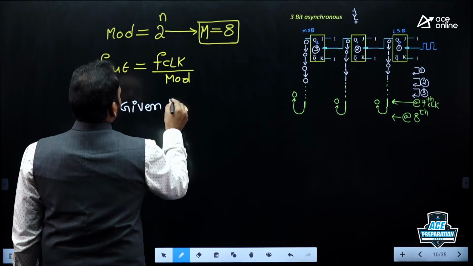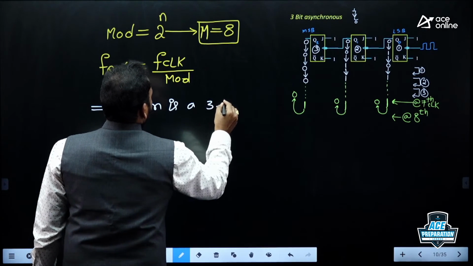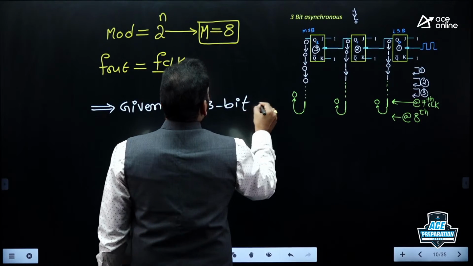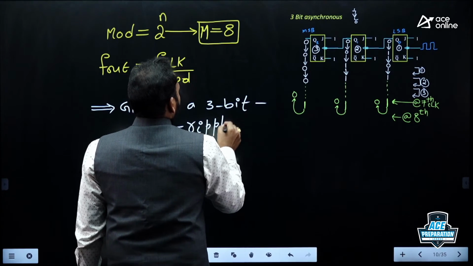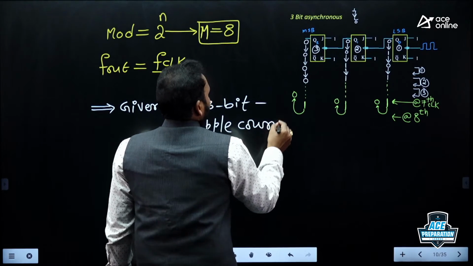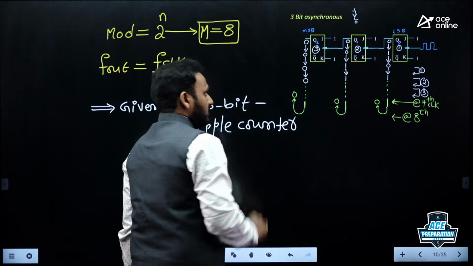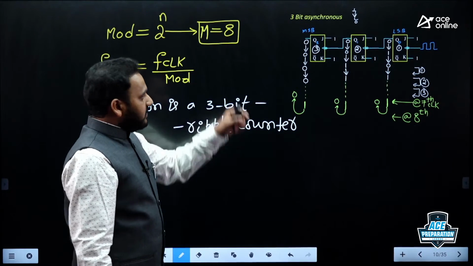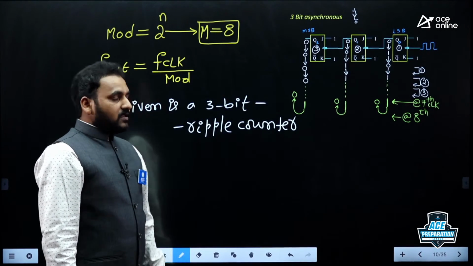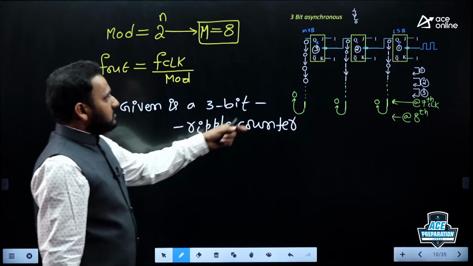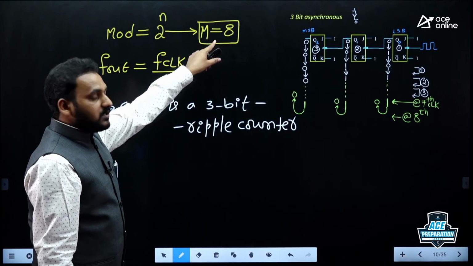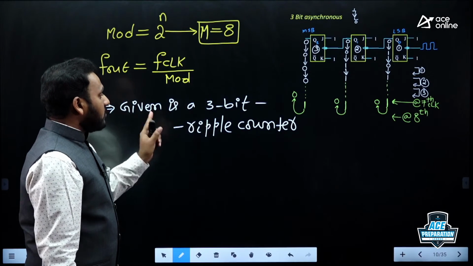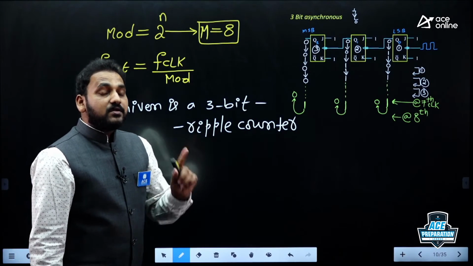Given is a 3-bit ripple counter. If the given asynchronous counter is giving all its possible states, what are the possibilities? 2 power 3, 8. It is giving 8 as its modulus number. In that case, I can call it a 3-bit ripple counter.